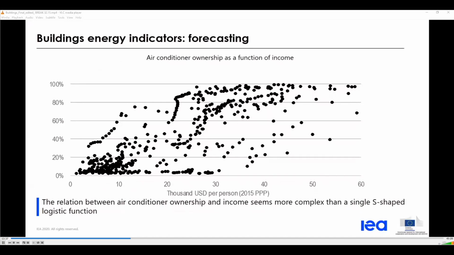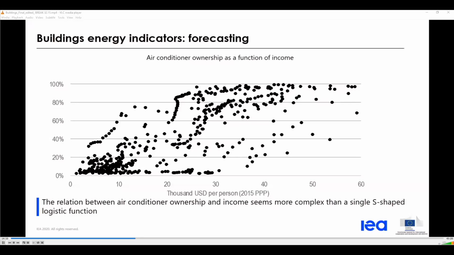So here we've done the same thing as in the previous figure. We've plotted on the left-hand side, on the y-axis, the average ownership of air conditioners, and on the x-axis, the average income per capita. So we've used all the data points that we have in our database, and we can see that it's a big cloud of points without a very strong relationship. So here it's difficult to imagine an S-curve describing the evolution of air conditioner ownership with income.